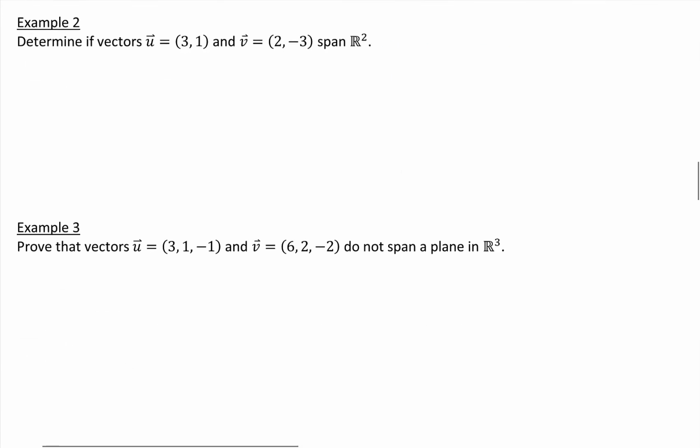Let's start with an example related to this topic. Determine if vectors u and v span R2. Well, since these vectors are non-collinear, we can already see that u is not equal to a scalar of v, and since they're non-zero, then these two vectors must span R2, or 2 space.